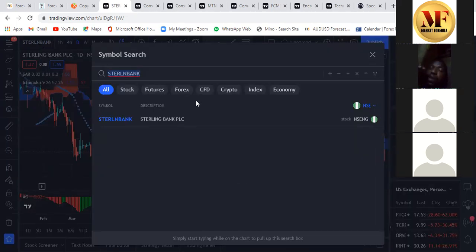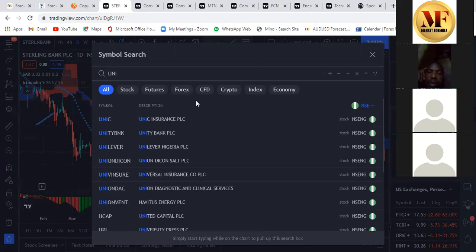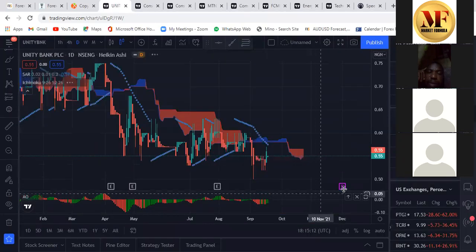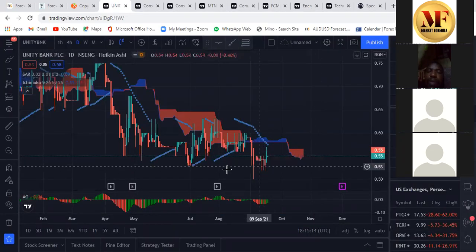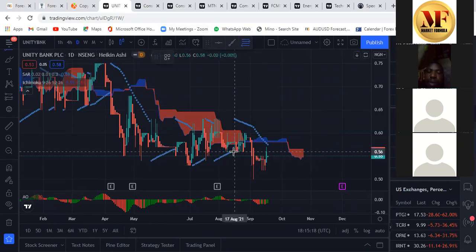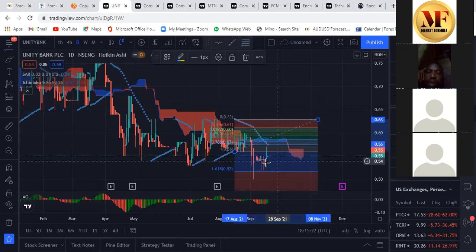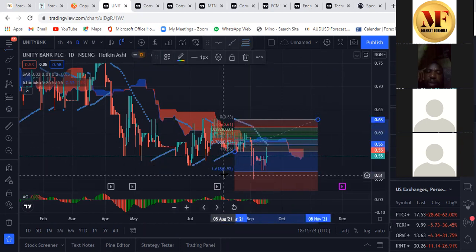Then let's look at Unity Bank. I want us to check all the banking stocks. Unity Bank, downtrend. What do I expect? How far do I expect it to go against the trend? From here, I draw my Fibonacci. You see that price is currently respecting this level, which is at 52 kobo.